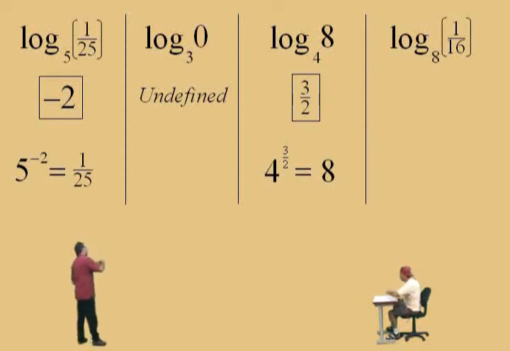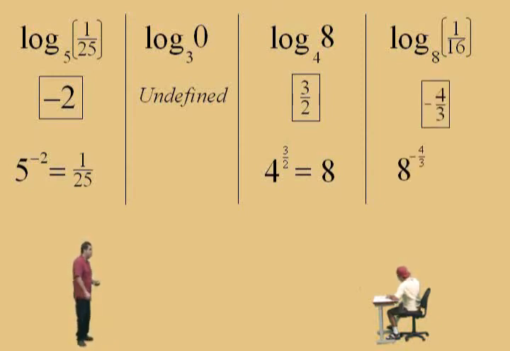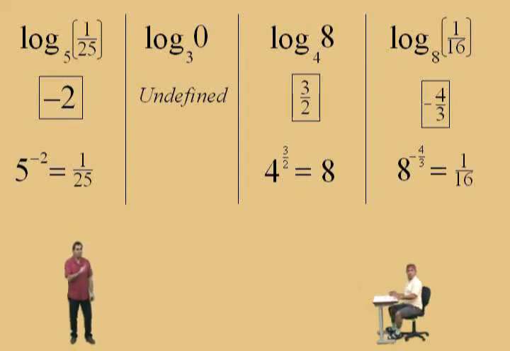Remember, Charlie, earlier we found out that 8 to the 4/3 was equal to what? 16. That's because the cube root of 8 was 2, and 2 to the 4th was 16. And so, if 8 to the 4/3 was 16, that means 8 to the negative 4/3 is what, Charlie? 1 over 16? 1 over 16, that's right. Now, that was a tough problem right there, right? But you can do it without a calculator if you understand what a logarithm is.